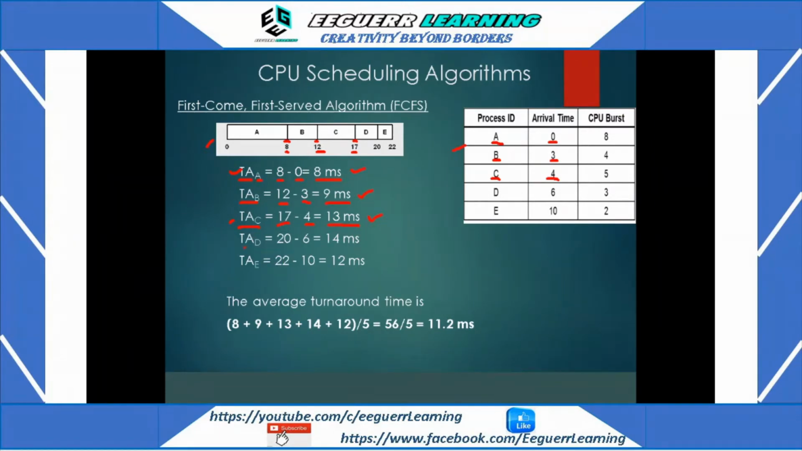So next, we solve for the turnaround time of letter D and look for the head part of letter D in our Gantt chart, and the value is 20.